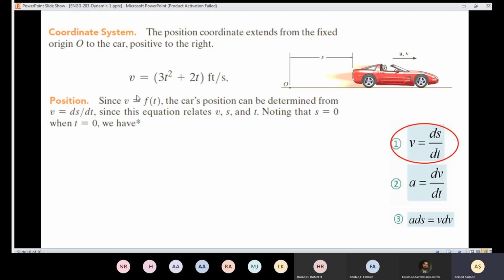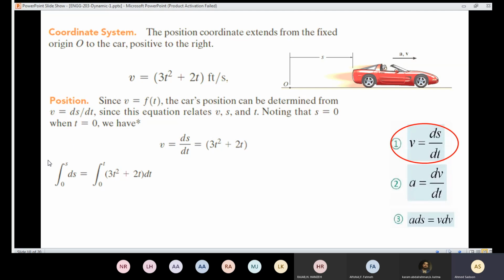And as we can see, the velocity is a function of the time. So v equals ds over dt. And here is the equation of the velocity. Then I'm going to solve for ds. The ds is going to be this equation times dt. ds is very, very small. In order to get the position, I need to integrate this part and that part. So I'm going to integrate this part and that part.